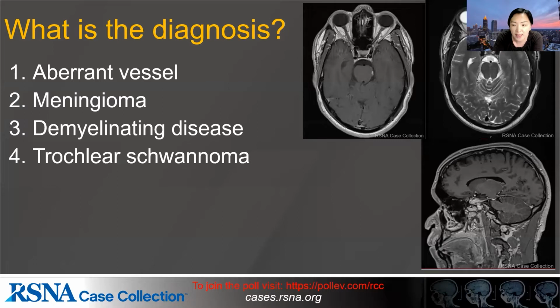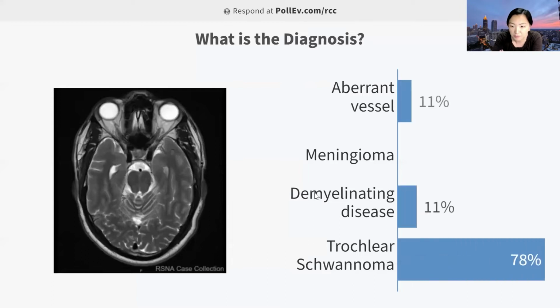So what is the diagnosis? Is this an aberrant vessel? Is this a meningioma? Is this demyelinating disease, or is this a trochlear schwannoma? And again, think about the patient's symptomatology and look at these images, and let's take a vote. All right, so it looks like folks are settling in here.